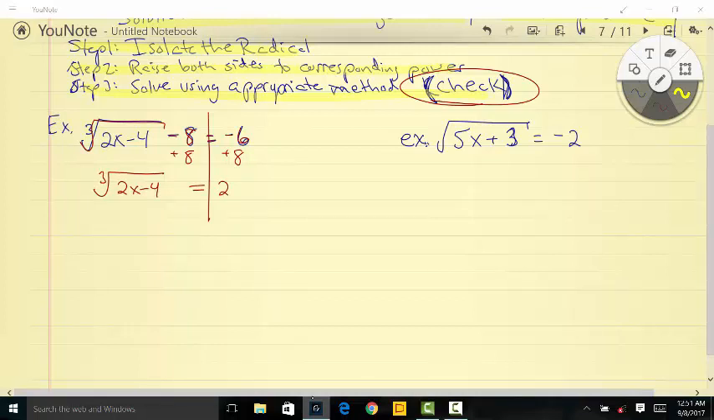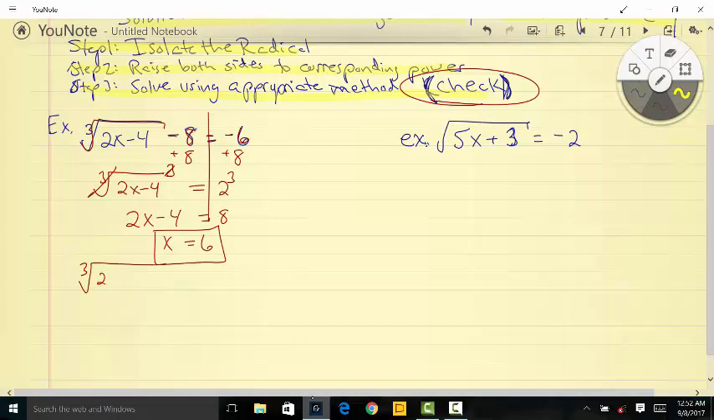Now to get rid of the cube, we're going to raise both sides to the corresponding power. So to get rid of the cubed root, we're going to cube both sides. The cubed root and the cube are going to cancel on the left, leaving us with 2x minus 4. And on the right, 2 cubed is 8. Now this is a regular equation, so we just add the 4 to get 12, divide by 2, and we get x is 6.